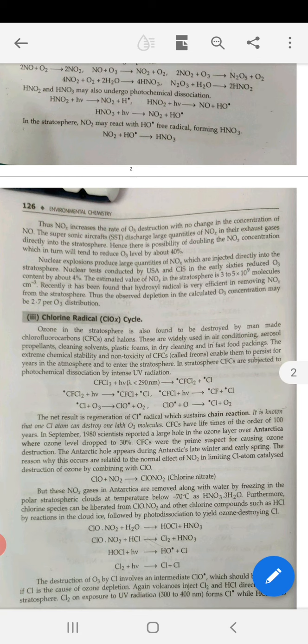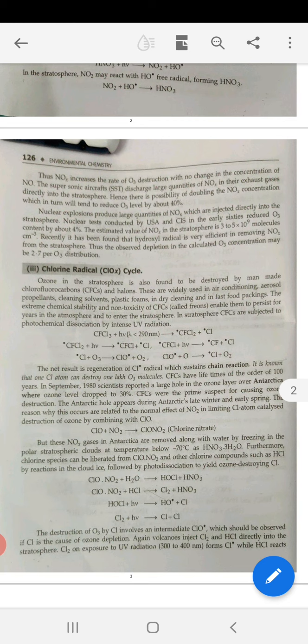Thus, NOx increases the rate of ozone destruction with no change in the concentration of nitric oxide. The supersonic aircraft, SST, discharge large quantities of NOx in their exhaust gases directly into the stratosphere. Hence, there is a possibility of doubling the NOx concentration, which in turn will tend to reduce the ozone level by about 40%. Nuclear explosions produce large quantities of NOx, which are injected directly into the stratosphere.